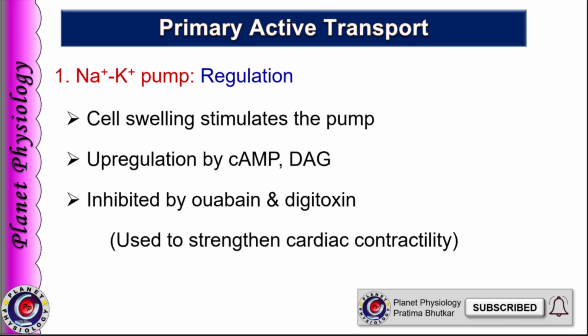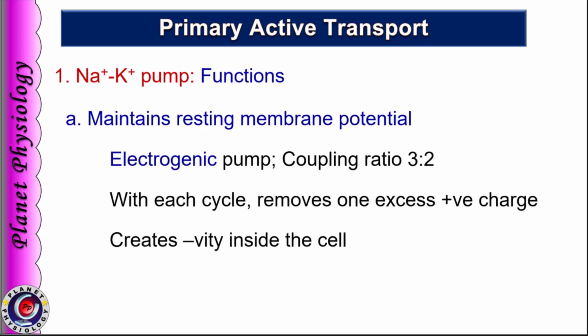Okay, now what are the functions of sodium-potassium pump? First, it maintains resting membrane potential. Let's study how. As we have seen in the mechanism, it pumps 3 sodium ions out of the cell and 2 potassium ions into the cell. Hence, the coupling ratio is 3:2. Both these ions are positively charged, and hence, every time this pump operates, it causes loss of one positive charge from the cell. Thus, it creates negativity inside the cell and contributes to -4 mV of resting membrane potential. As the pump generates electronegativity inside the cell, sodium-potassium pump is also called as electrogenic pump.